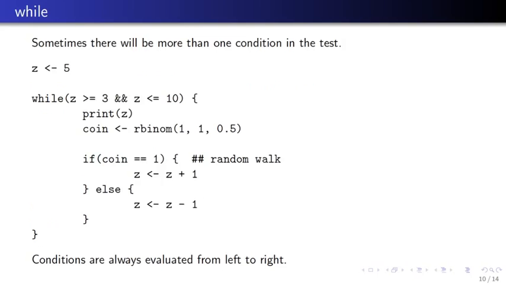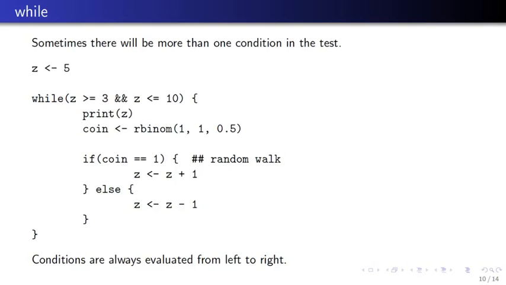So you can test multiple conditions in a while loop or in any type of construct like an if statement, for example, by using the logical operators. So here I've got a variable z, which I initialized to the value 5, and the condition for the while loop is basically while z is greater than or equal to 3 and it's less than or equal to 10. So while it's between the values of 3 and 10, then what I'm going to do is print the value of z. I'm going to flip a coin, a fair coin.